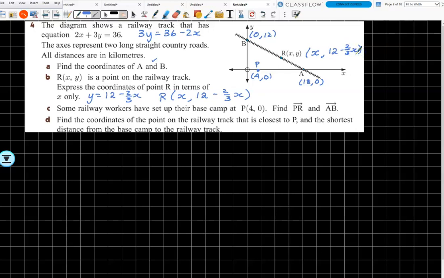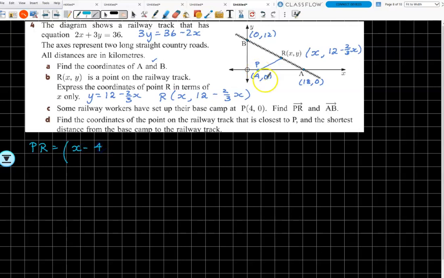So can we now find PR? Yeah? So I'll do that over here. So PR. I don't know if you're saying do it or you're killing us by doing stuff we already know. Am I doing? Okay.